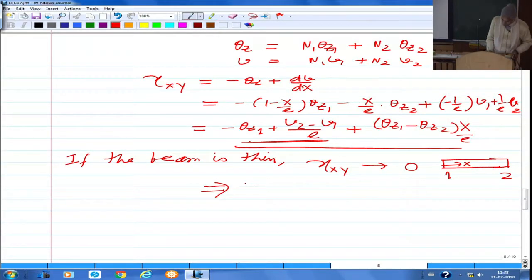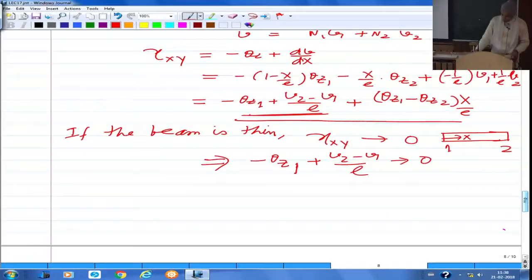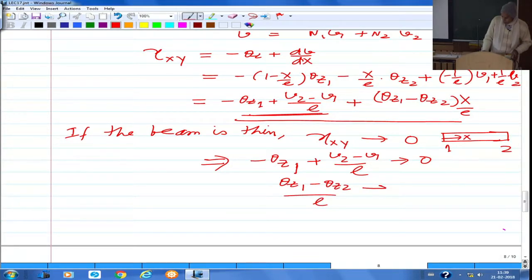So this gives rise to these two conditions: minus theta z1 plus (v2 minus v1) by L would be approaching 0, and the second condition would be theta z1 minus theta z2. Anyway, L is constant so it doesn't come in, but you can write this will also be approaching 0. So these are the two conditions we get. And now what is the implication of these conditions?